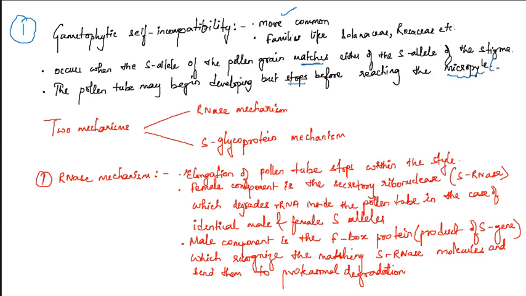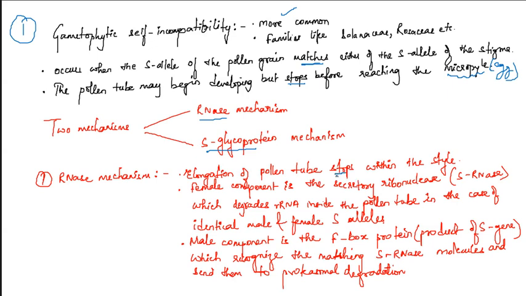pollen tube stops. Now, gametophytic self-incompatibility shows two mechanisms by which they halt the growth of the pollen tube. One mechanism is the RNase mechanism, another is the glycoprotein mechanism. Now see, in the RNase mechanism, the pollen tube at first elongates within the style. So either it will not grow, or once it has started, the growth of the pollen tube will be stopped.